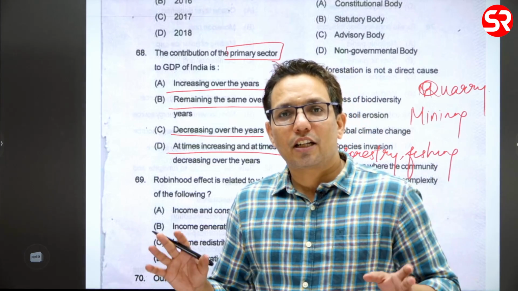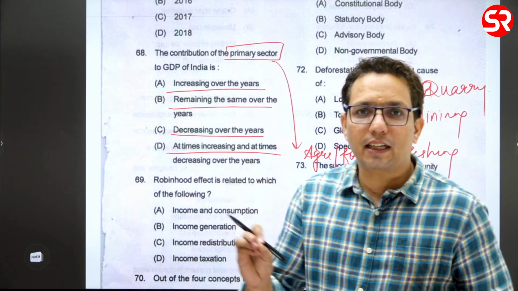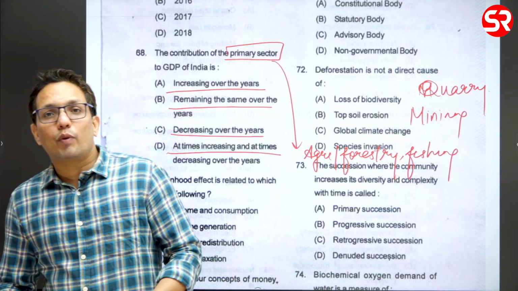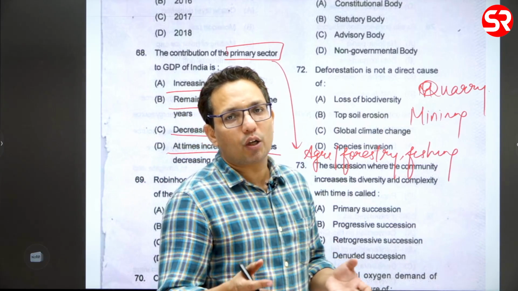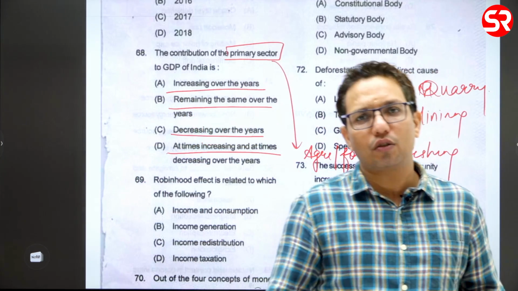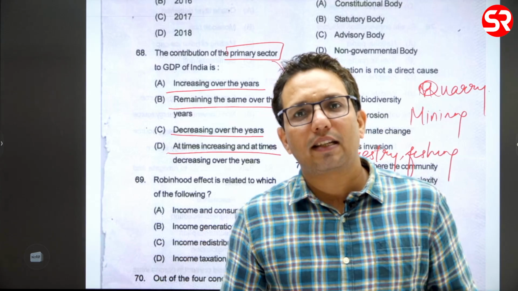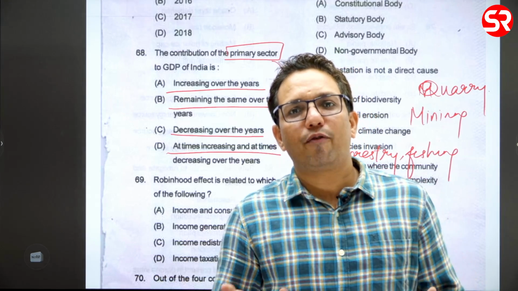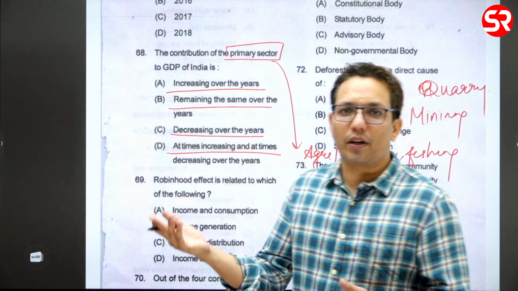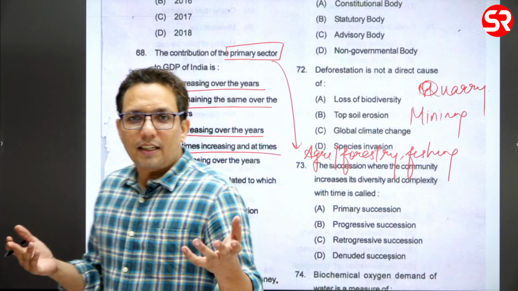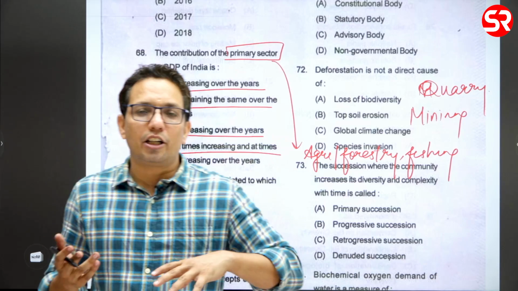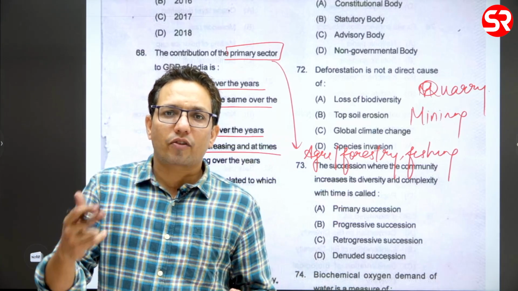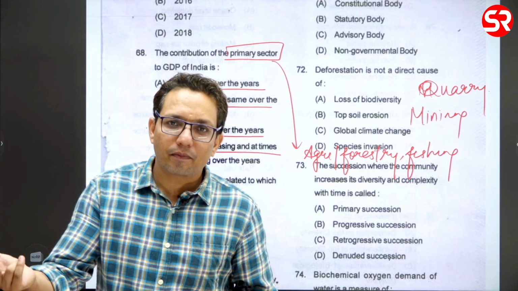It's not that agriculture did very well in the year 2020, but the point is in the year 2020, because of COVID, because of lockdowns, other sectors like industries, like services, did not do well. Hence, relatively, the share of primary sector increased in the year 2020. And obviously, in the year 2021, the contribution of primary sector again reduced because the contribution of industries and services sector increased.